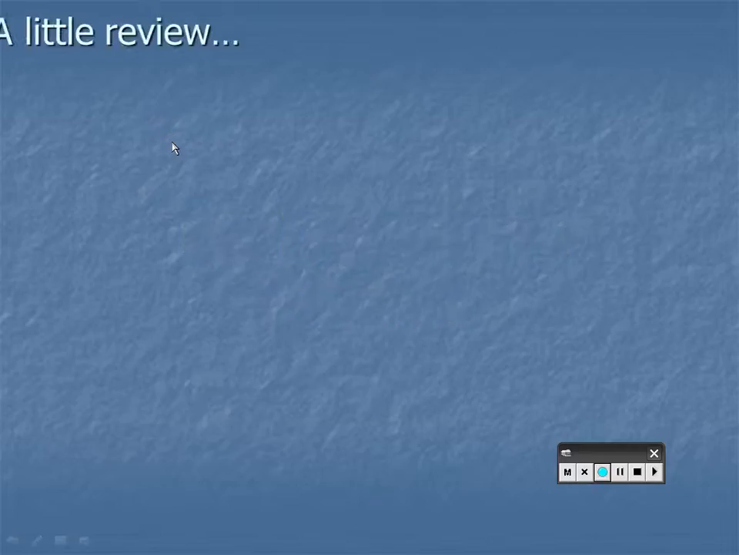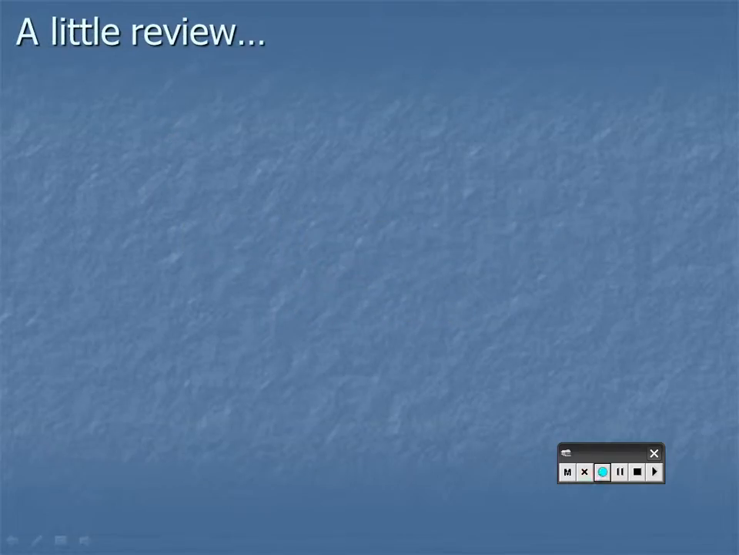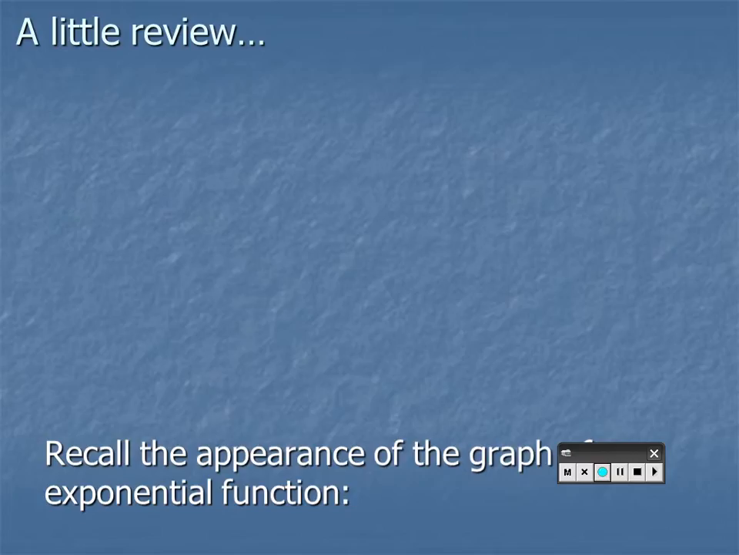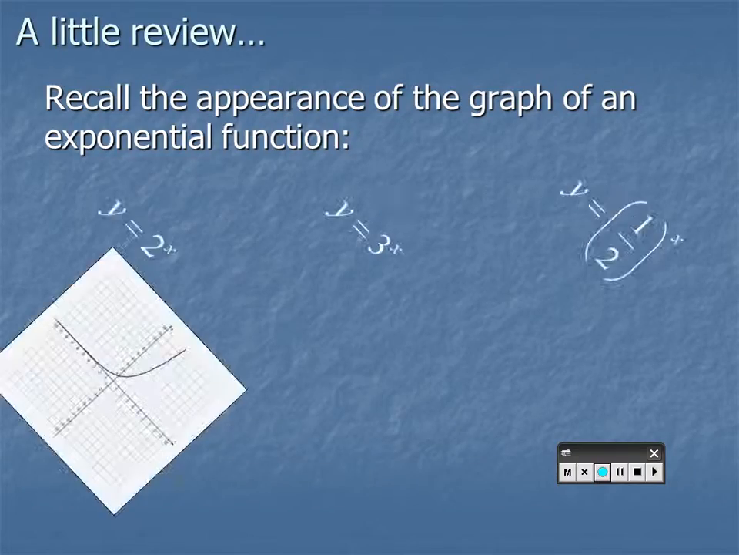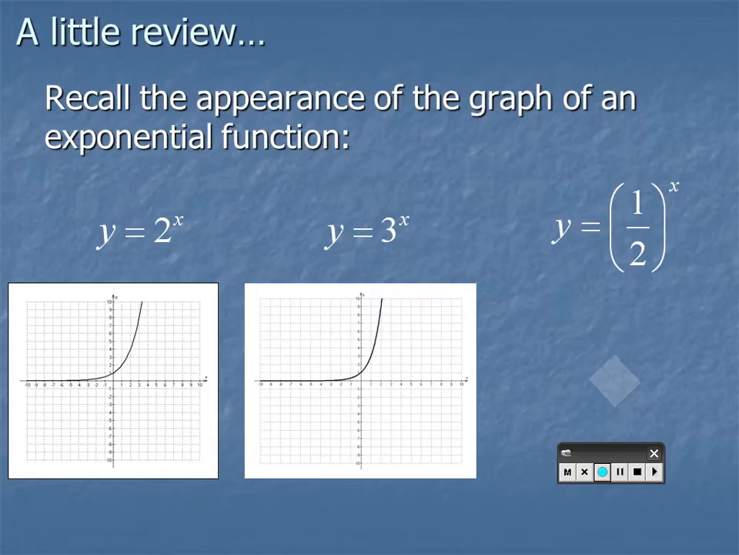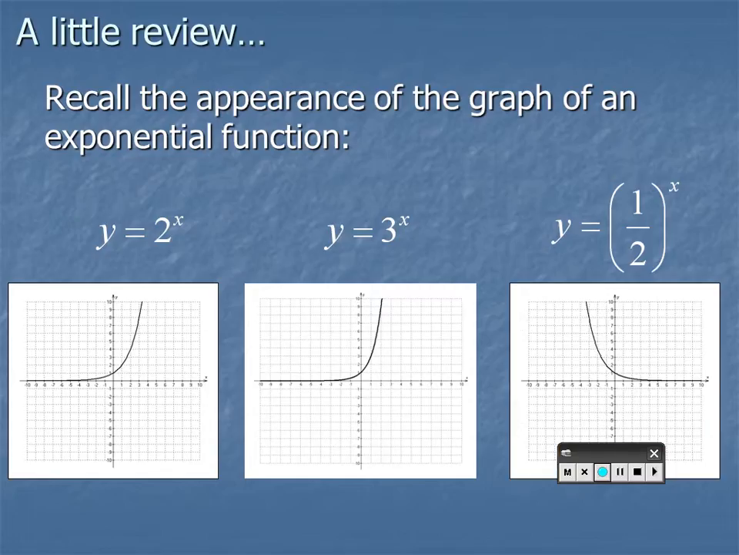To get started, we need to do a little review on some stuff from grade 11. And it's the appearance of the graph of an exponential function. So I want to look at three different exponentials that were kind of the base functions that we used in grade 11. The first one is y equals 2 to the x. You can see it here on the left-hand side.